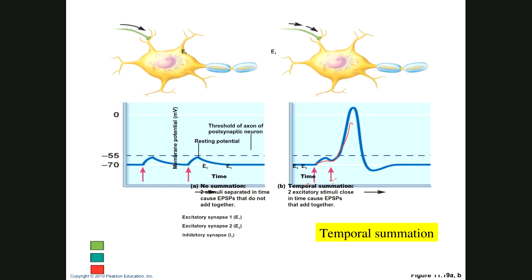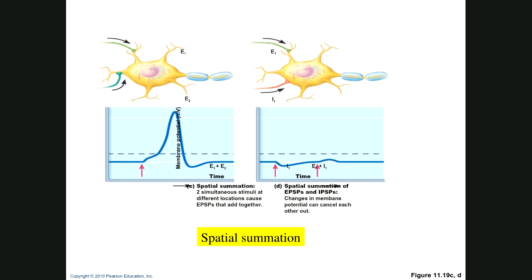That's temporal summation. The spatial summation is when there are 2 presynaptic neurons. These are the dendrites of the neuron, which release the neurotransmitter at the same time. So you have 2 firings by 2 different cells, bringing in enough positive charges to create an action potential. So that's a spatial summation.